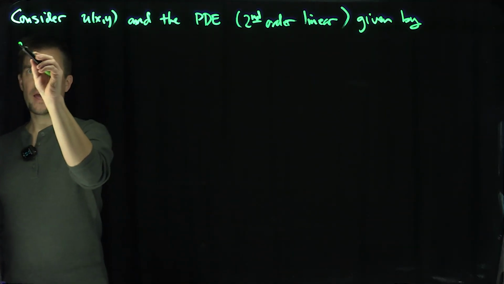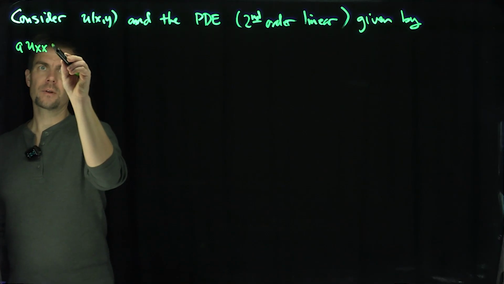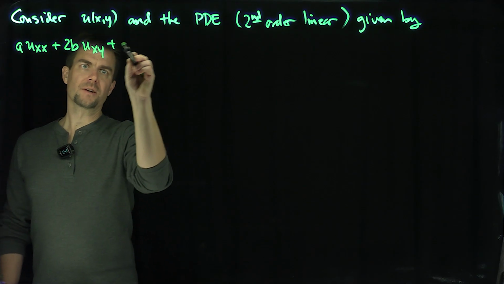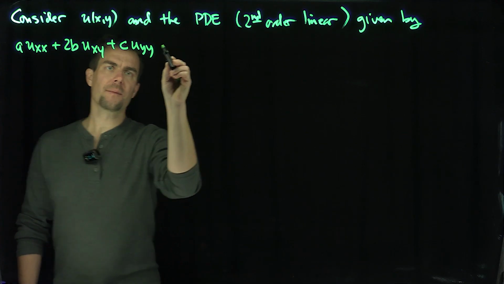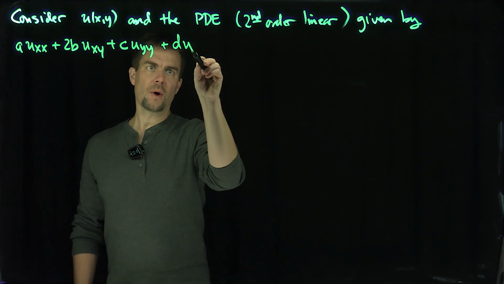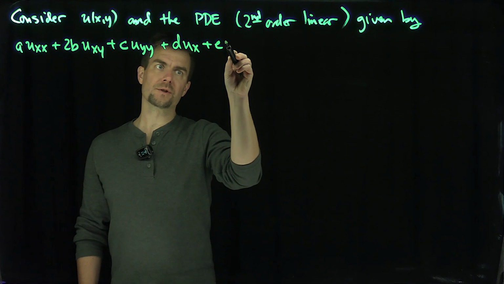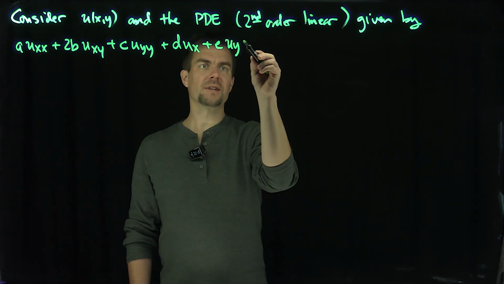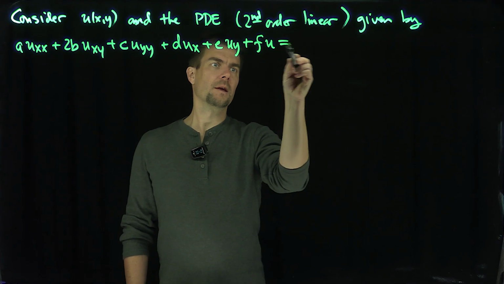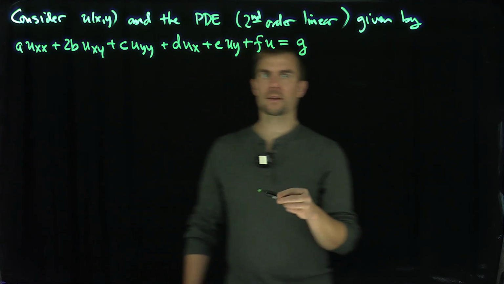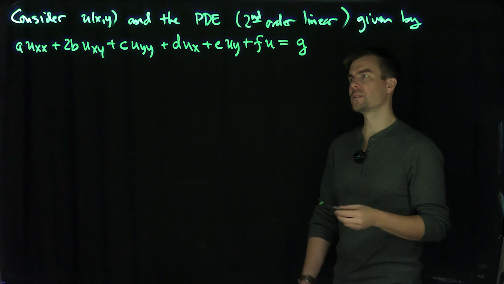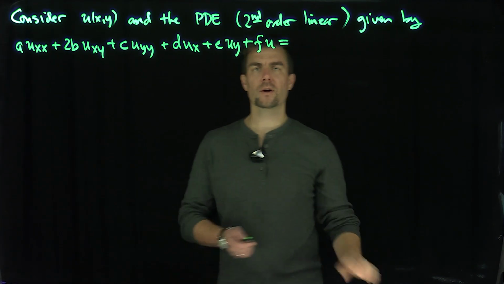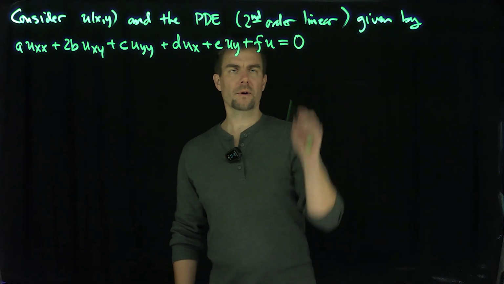It's going to be a u_xx plus 2b u_xy plus c u_yy plus d u_x plus e, not Euler's number, u_y plus f u is equal to a function g, and g can be a constant, right? Okay, so that's linear, and let's make it equal to 0, make it homogeneous just to make our life a little bit easier, right? Make it homogeneous. There we go, that's a linear operator.